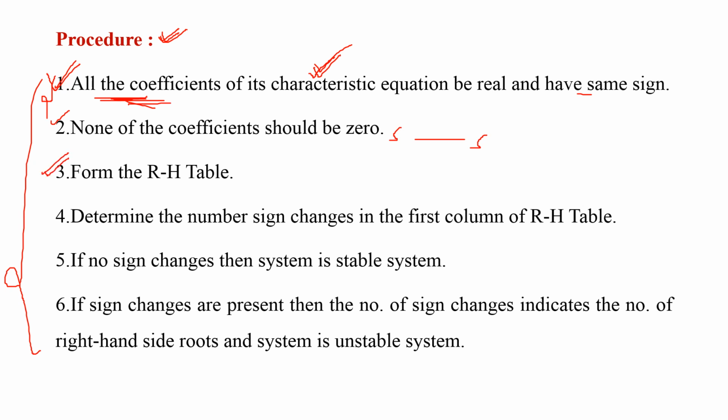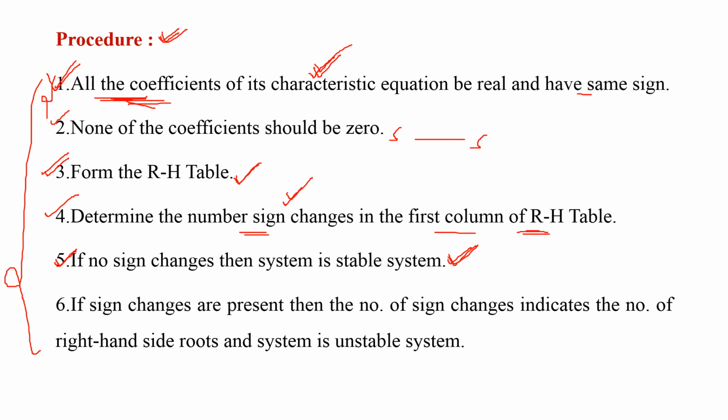That is, the third step is to form the RH table. After forming the RH table by using the above procedure, we determine the number of sign changes in the first column of the RH table. If there are no sign changes in the first column of the RH table, then we can conclude that the given system is a stable system.